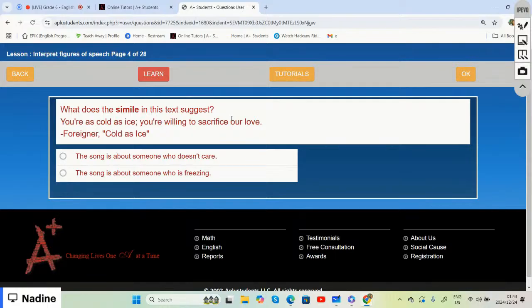You are willing to sacrifice our love. Is that option one, the song is about someone who doesn't care? Or option two, the song is about someone who's freezing? You were as cold as ice. You were willing to sacrifice our love. Is it option one, the song is about someone who doesn't care? Or option two, the song is about someone who is freezing?